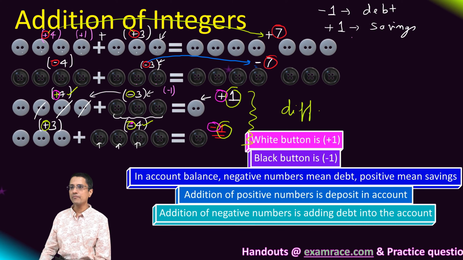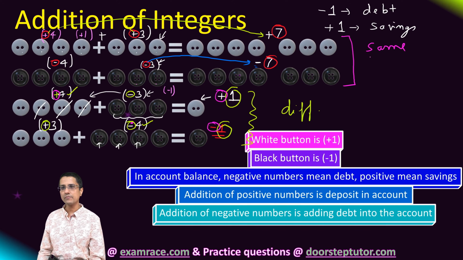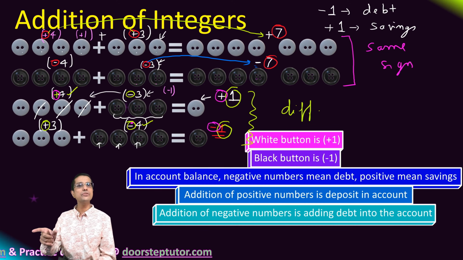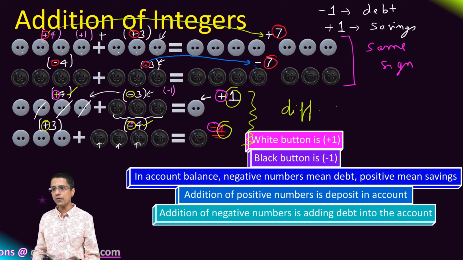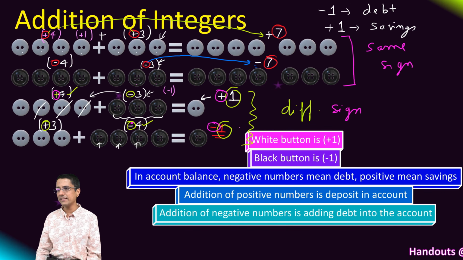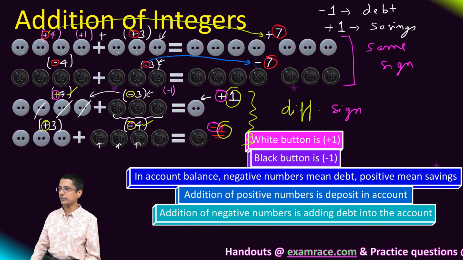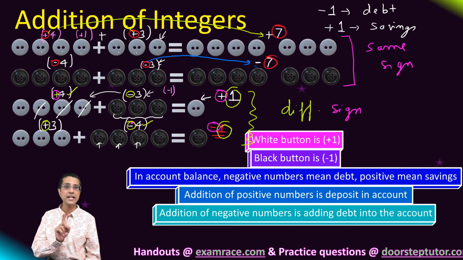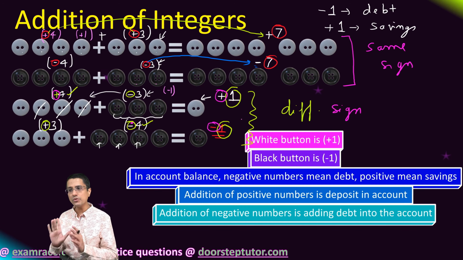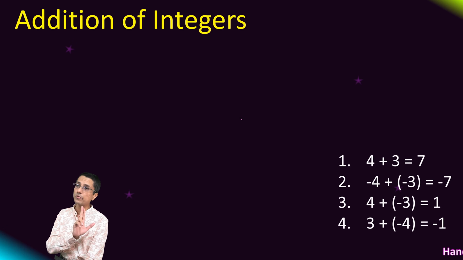So that is the rule. If the operands are of the same sign, then just add the two operands together and use the sign in the final answer. If the operands are of different sign, then take the difference of the operands, in this case the difference is 1, and use the sign of the larger magnitude operand. So in each of these cases, the larger magnitude operand is 4, so we'll use the sign of the 4 in each of these cases. So those are the rules that we need to remember when we are adding two integers.